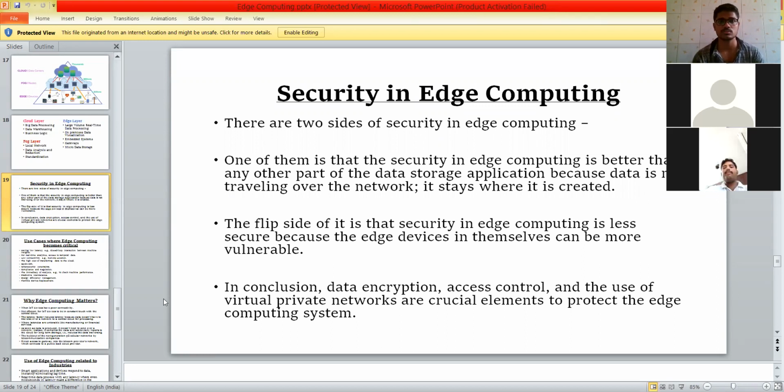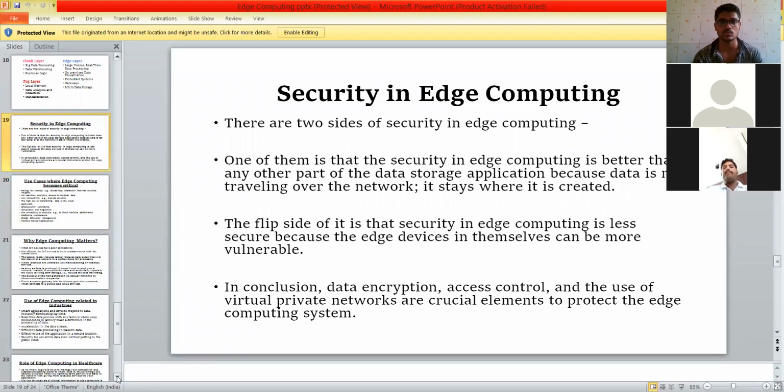Here we are going to look at two sides of security in edge computing. One is that security is better, because the data is stored where it is created, so it will not be traveling around over the network; it will be localized. The other side is less secure, because edge devices in themselves can be more vulnerable, so it can allow another person to break in and see the data.